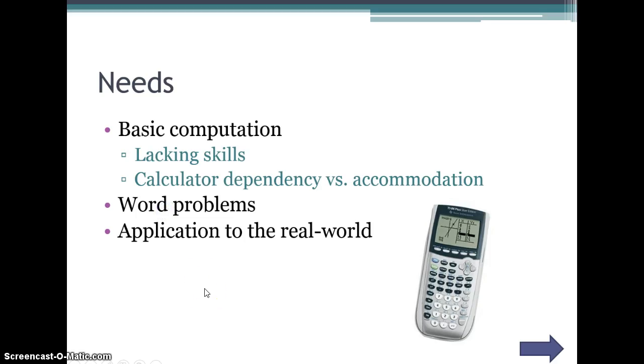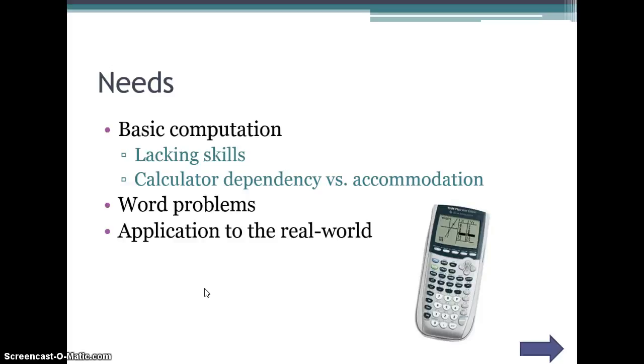The students' needs outlined in my ID plan are just basic computation. Students are lacking the basic skills such as adding, subtracting, multiplying, dividing. There is a huge calculator dependency versus it just being their accommodation in their IEP. Some students in the class really do need the calculator in order to solve a problem, and others are using the calculator more as a crutch. And throughout my ID plan, I would love for students to become less dependent on the calculator.